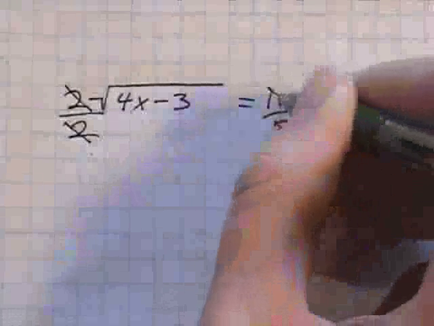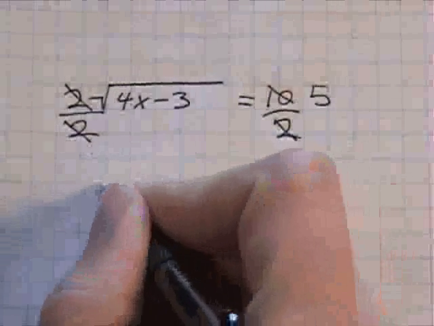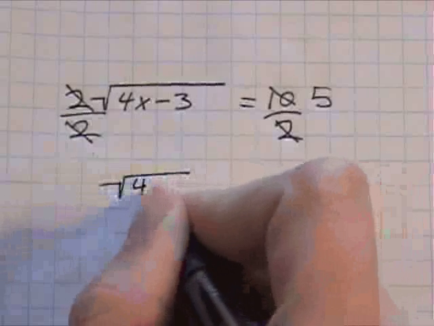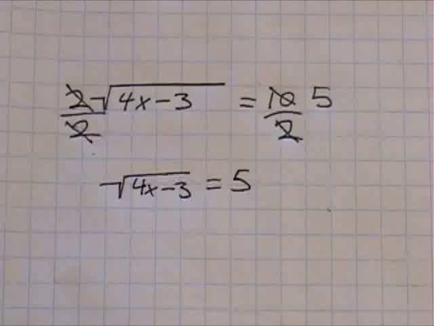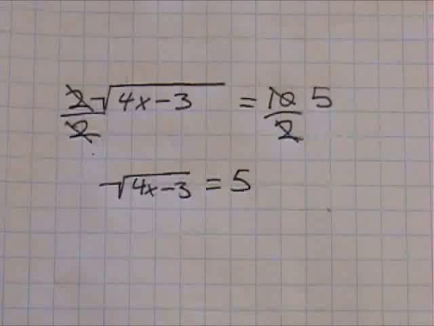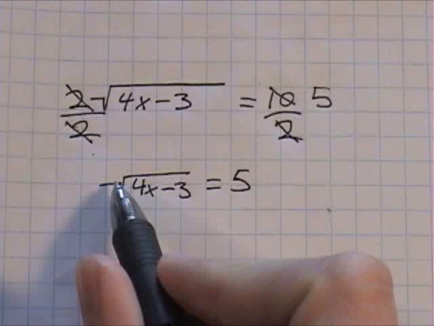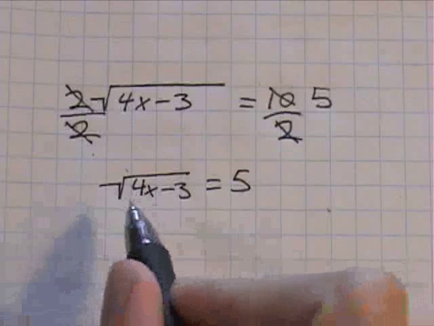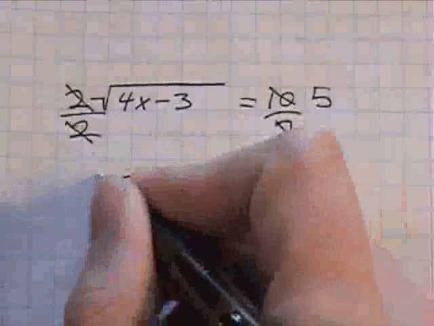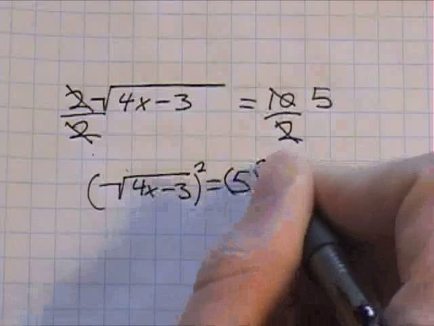And then this is going to become 5. Rewrite it below it. Now we have to get rid of the radical sign. Remember, you raise each side to the power that is the same as the index. In this case, nothing's written there, so we assume it's going to be 2. So we raise this whole thing to the power of 2, and we raise this one to the power of 2.